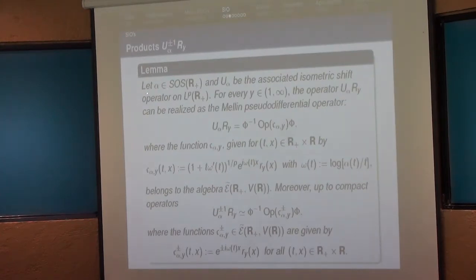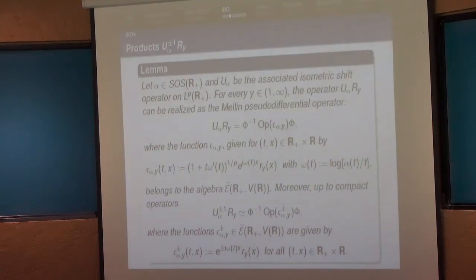So now let alpha be a slow oscillating shift, or let alpha be the associated isometric shift operator on such a space. For every y in the interval 1 to infinity, this product of a singular operator with fixed singularity at 0 and infinity by this operator can be realized as a Mellin pseudo-differential operator. So if we use such a similarity transform, instead of a Mellin convolution, we obtain a Mellin pseudo-differential operator, because this symbol now depends on two variables, the spatial variable t and the dual variable x. So this dependence is given here.